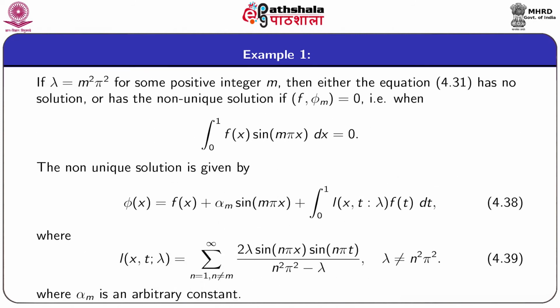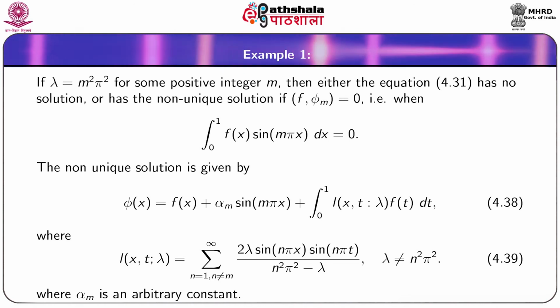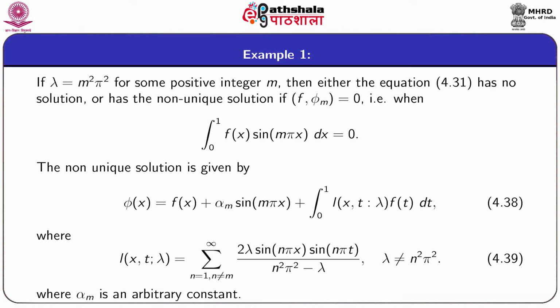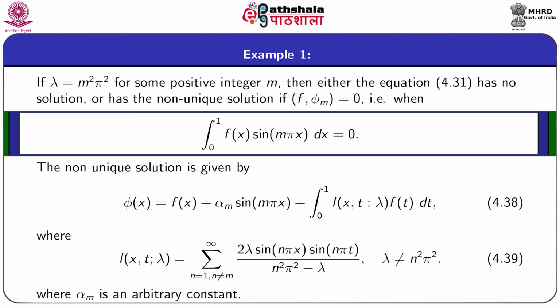If lambda is equal to m squared pi squared for some positive integer m, then either the given integral equation has no solution or has a unique solution, and this solution will exist if the inner product of f(t) and phi_m(t) is equal to 0. That is, f is orthogonal to the eigenfunction. This inner product equal to 0 can be written as integral 0 to 1 f(x) sin(m pi x) dx equal to 0.